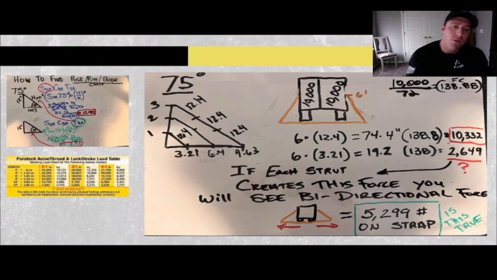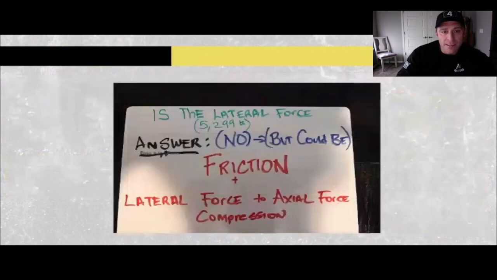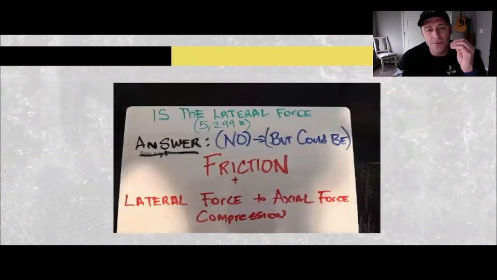for tension. So what we're going to see, and you see here, it says on the bottom, if each strut creates this force, you will see bidirectional forces. So I don't just see 2,649 pounds in one direction. I see 2,649 pounds in both directions, which is increasing my force strap to 5,299 pounds. Well, the question is, is this true? It is, in a way.